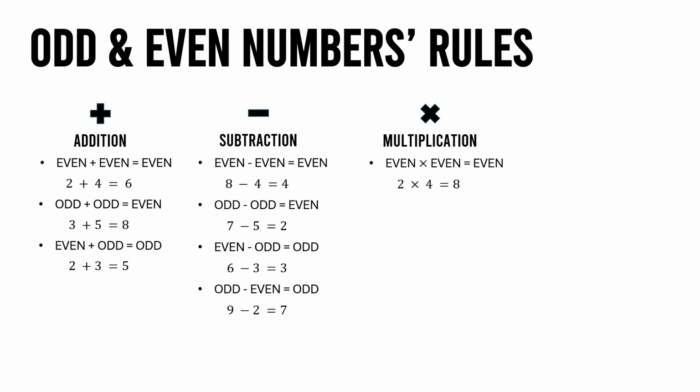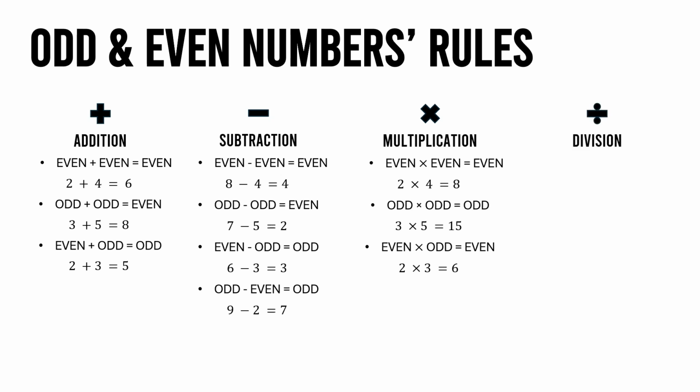Multiplication. If we multiply together two even numbers, we get an even number. So 2 times 4 equals 8. If we multiply together two odd numbers, we get an odd number. 3 times 5 equals 15. If we multiply an even and an odd number, we get an even number. 2 times 3 equals 6.